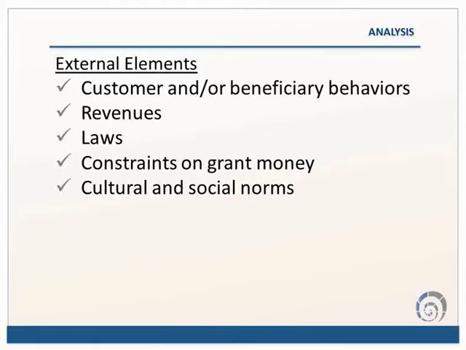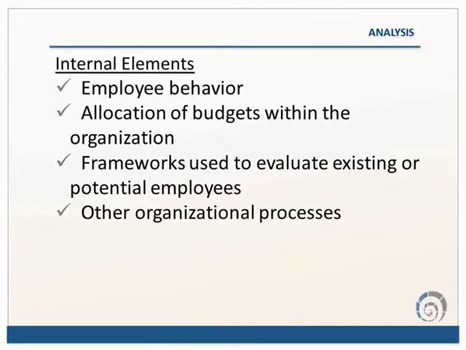When an organization has an ethical mission, almost all ethical problems arise from a lack of congruence between internal elements of the organization or between internal and external elements of the organization. External elements of an organization include things that are, broadly speaking, outside of the organization's direct control, including customer and/or beneficiary behaviors, revenues, laws, constraints on grant money, and cultural and social conditions. Internal elements of an organization include things that are, broadly speaking, under the control of the organization's members, including employee behavior, allocation of budgets within the organization, frameworks used to evaluate existing or potential employees, and other organizational processes.